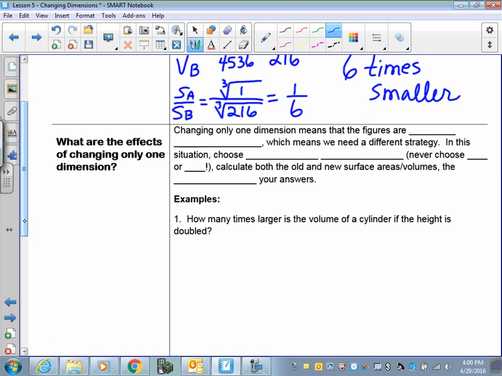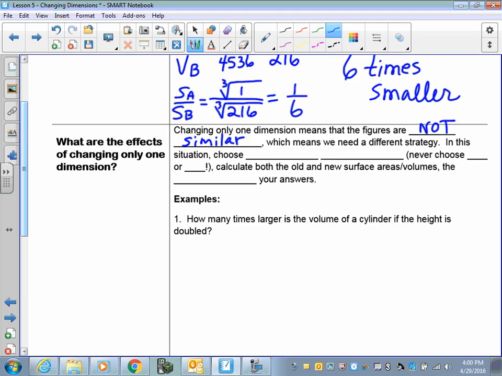Okay, what are the effects if I change only one dimension? Well, if I have a solid and I change only one of its linear measurements, I don't have similar solids anymore, do I? So I need to approach this in a different way. If I change only one dimension, I have figures that are not similar, which means we have to use a different strategy.